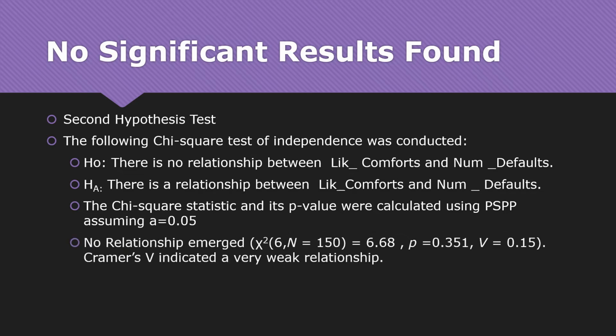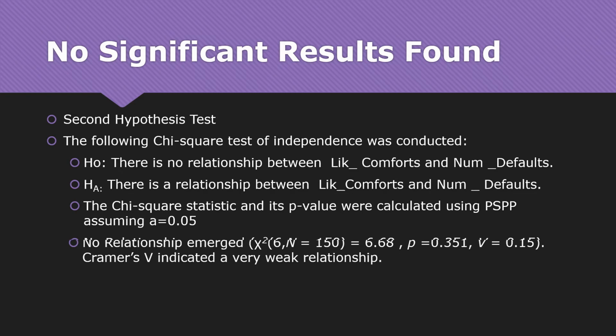No relationship emerged. Chi-square degrees of freedom was 6. The number of cases 150. Chi-square equals 6.68. The p-value equals 0.35. The V equals 0.15. Cramer's V indicated a very weak relationship.